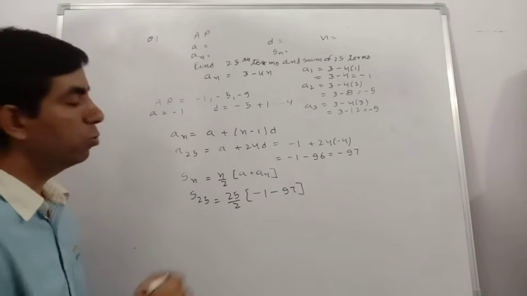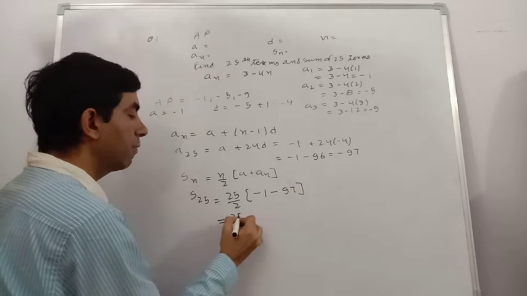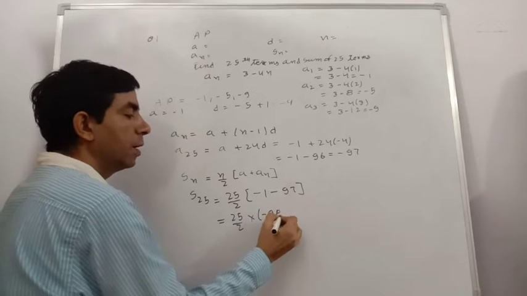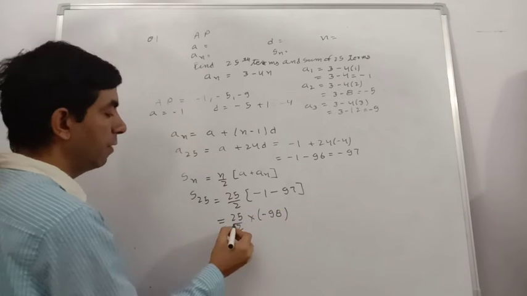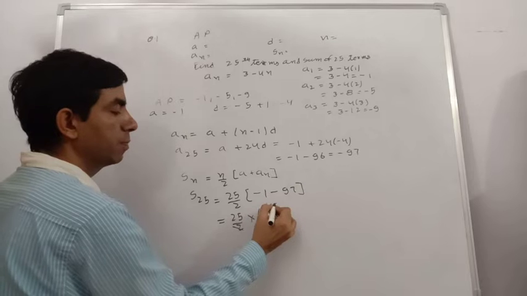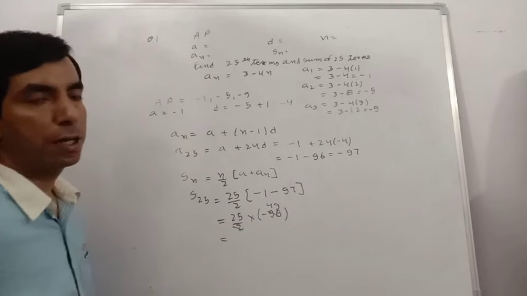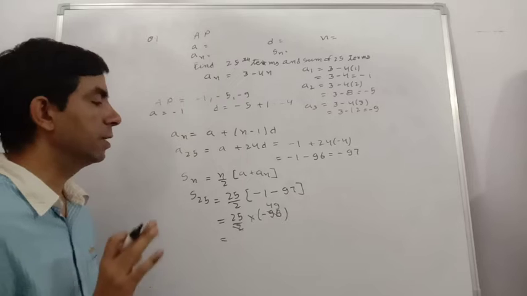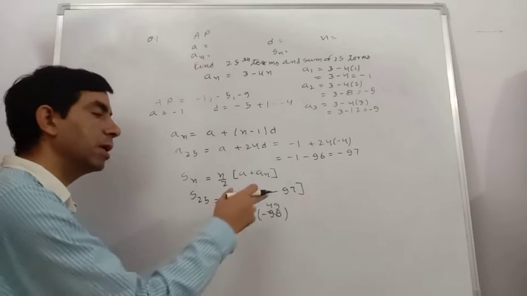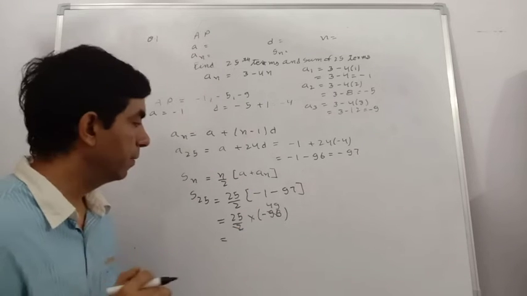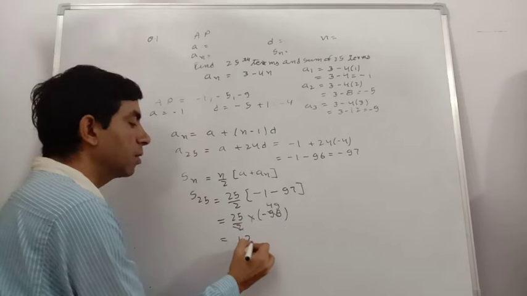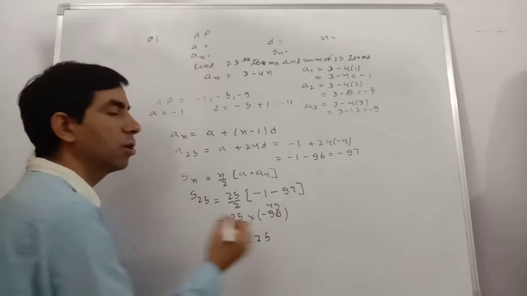25 is not divisible by 2, so we do not divide it. 25 upon 2 multiplied by minus 98. It can be divided by 2, giving minus 49, so minus 25 multiplied by 49. Now we can calculate easily by 25 multiplied by 50 and subtract 25. 25 fives are 125, so 1250, subtract 25 gives 1225. It is our answer.